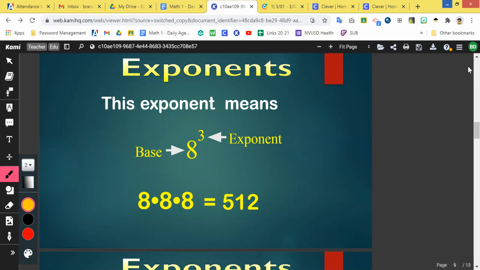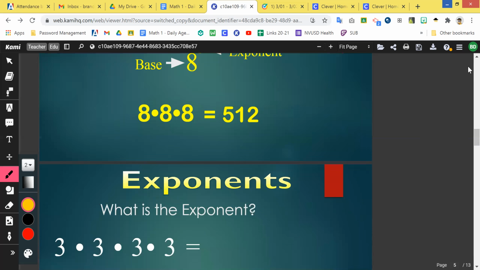Now, sometimes we're working with numbers, other times we're going to be working with letters. And so when you're working with letters, you're not going to actually be able to simplify that way. You're just going to have the letter as the base and then the exponent. Okay, so let's look at some examples.